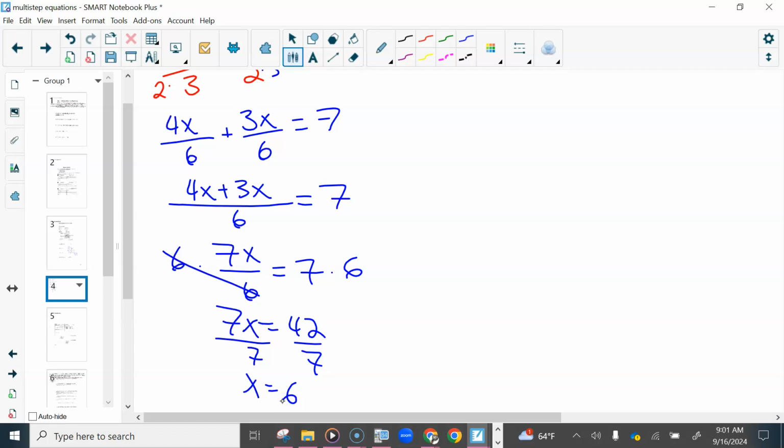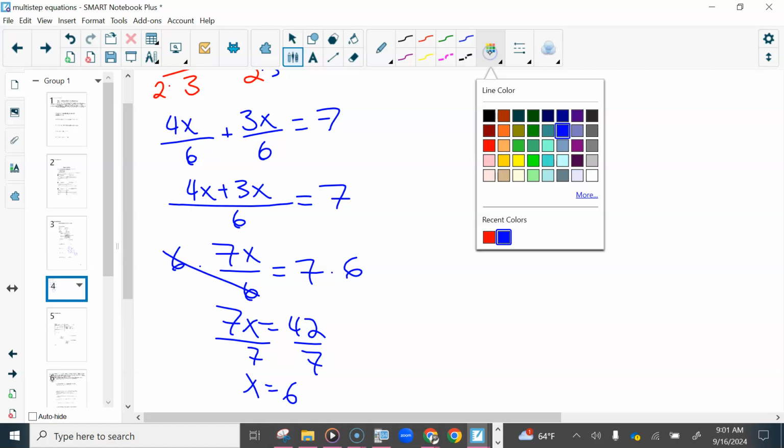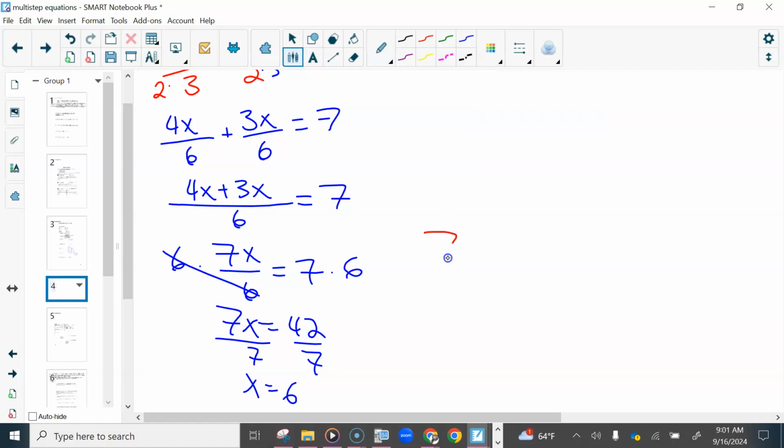Or we're going to take this fraction and flip it and multiply on both sides. That's called multiplying by the reciprocal. So I would take this whole fraction, I can flip it and multiply on both sides. And I'm going to show you how to use fractions on the calculator.